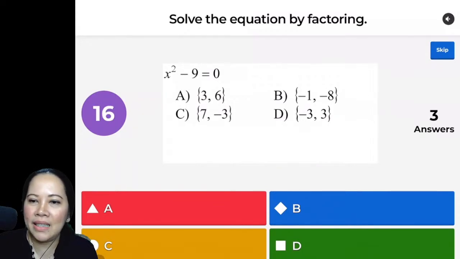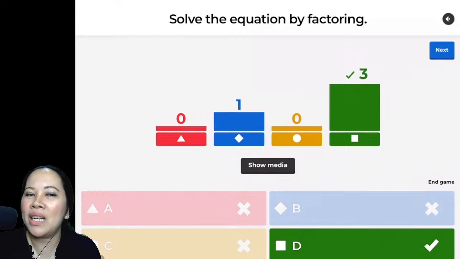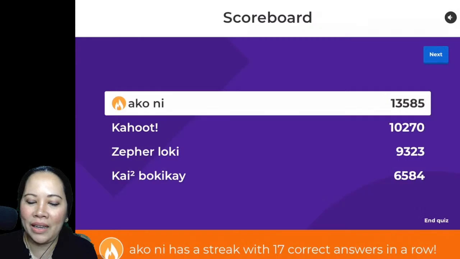What is the answer? It's plus and minus. So which one? The root of 9 is 3, and plus minus, so negative 3 and positive 3. That is correct. It's letter D.